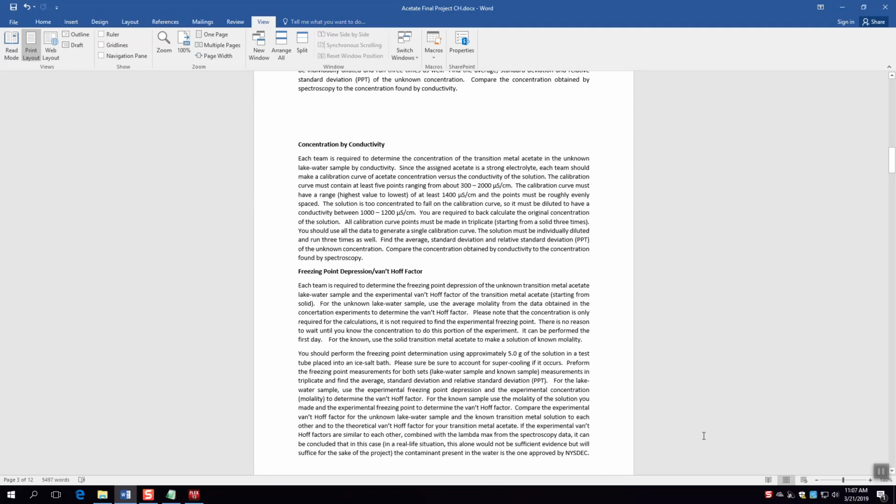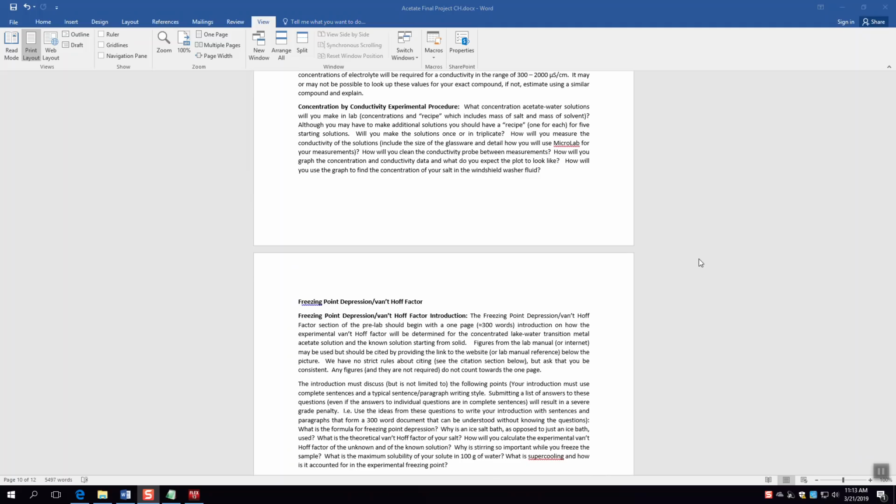Next, we will talk about the freezing point depression and Van't Hoff factor portion of the experiment. So in this section, I want to talk about the freezing point depression and the experimental Van't Hoff factor. So what I'm going to do generally is talk about the experimental procedure first, and then we'll talk a little bit about the introduction and the hypothesis.